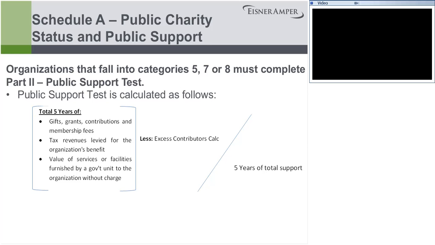And worst case scenario is, if you can't meet this test, you default to becoming a private foundation. So then you would start filling out the 990-PF and paying excise tax.